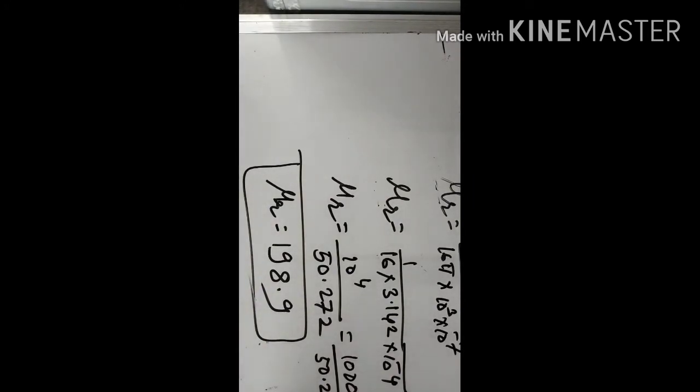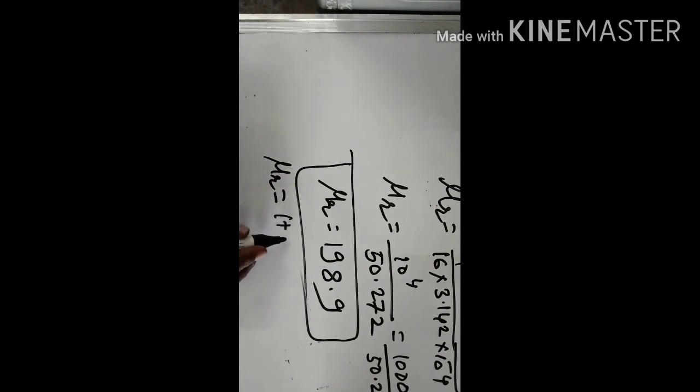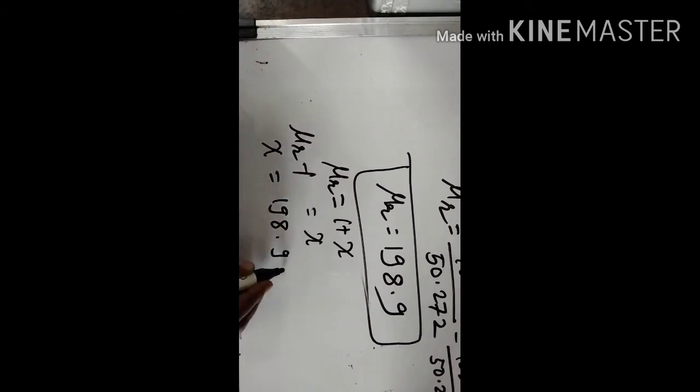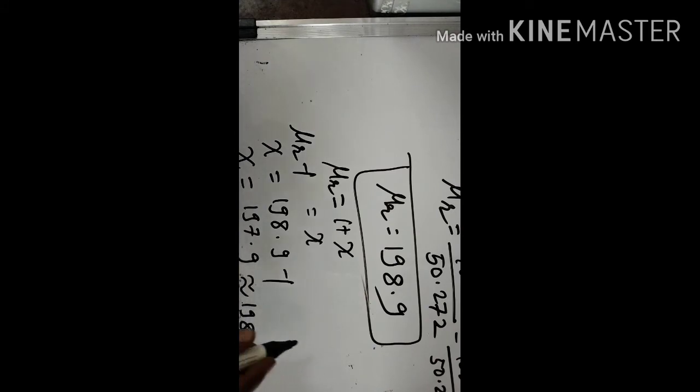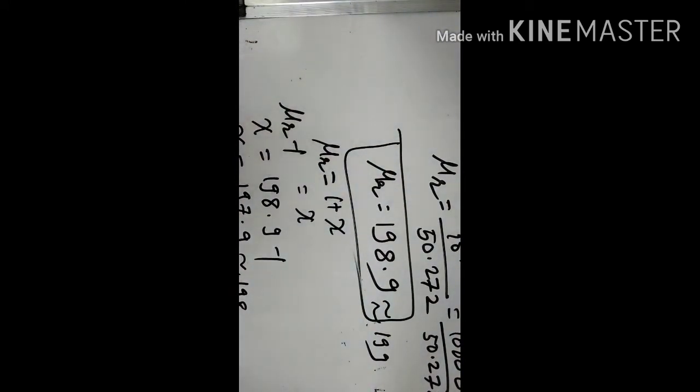So now we have to see about magnetic susceptibility. Again one formula is there: mu r is equal to 1 plus chi. Therefore chi is equal to mu r minus 1. So chi is equal to, what is mu r? 198.9 minus 1. So chi is equal to 197.9. Thoughtfully, the answer will be 198 if rounded, or 199.